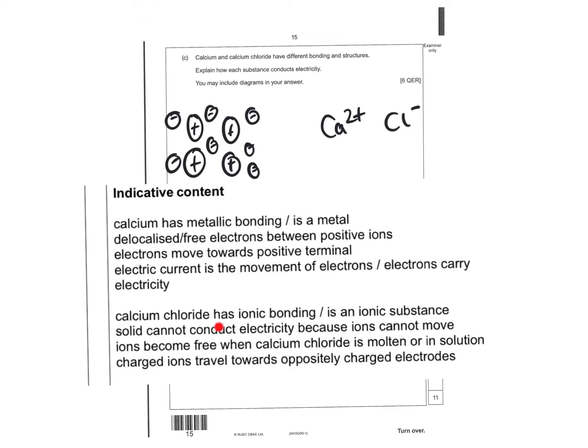Okay. Calcium chloride has an ionic bond, is an ionic substance. Solid cannot conduct electricity because the ions are not free to move. Ions become free when calcium chloride is molten or dissolved in solution. Okay. So there's more than 6 points there to get 6 marks.